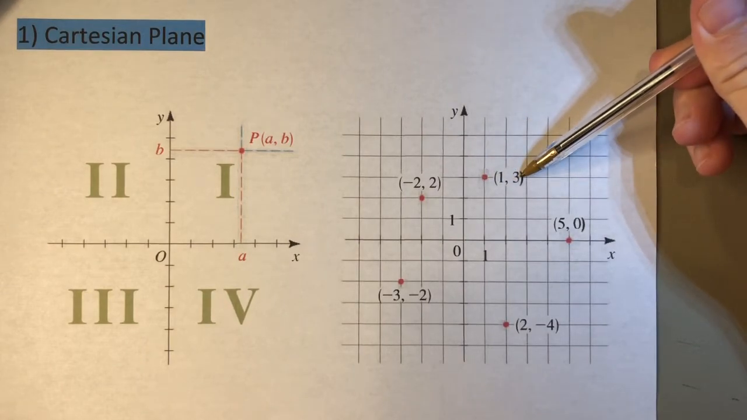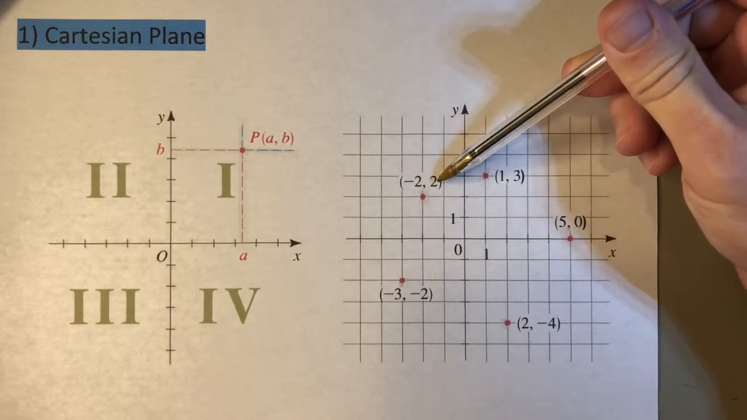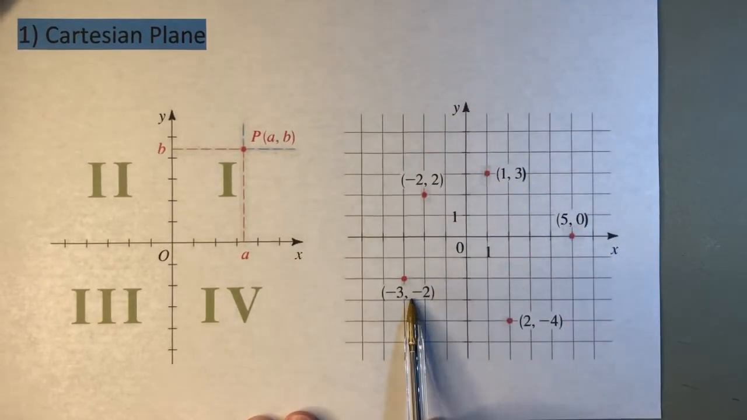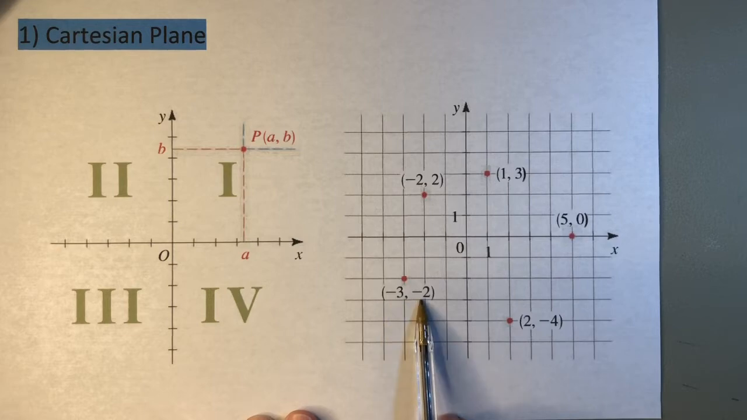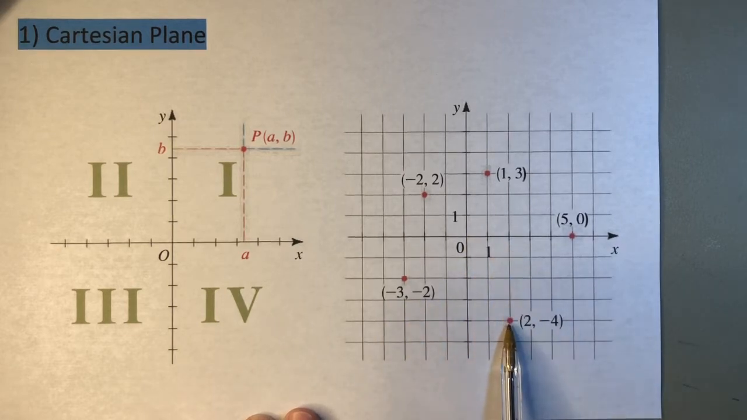All right, so looking at this illustration, if you're looking at a point in quadrant 1, both the x and the y are positive. A point in quadrant 2, the x is negative, y is positive. Quadrant 3, both coordinates are negative. And in quadrant 4, you've got positive x and negative y.